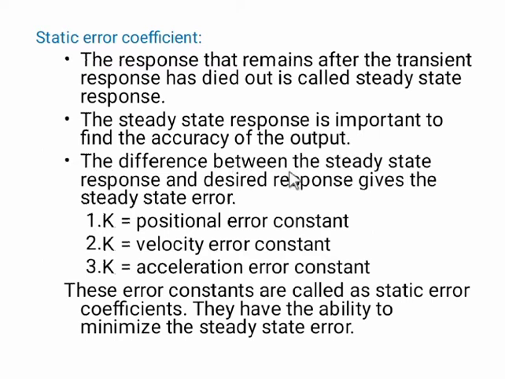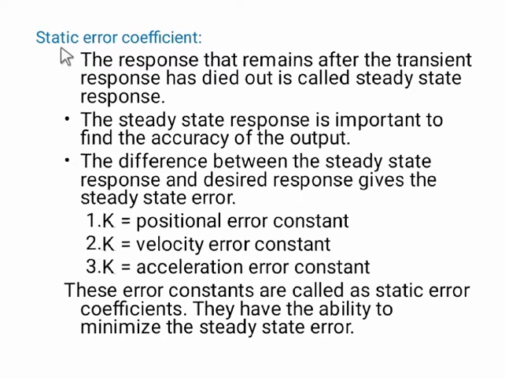The difference between the steady state response and desired response gives the steady state error. The steady state response is the actual response which is given by the system, and the desired is the required response. So if we subtract the actual response and desired response, we get the error. It is known as the steady state error.